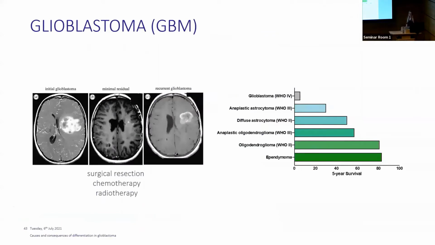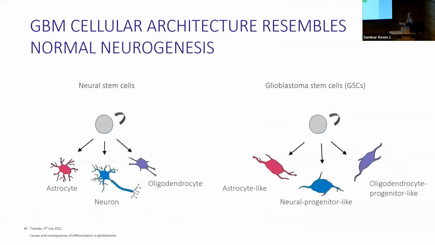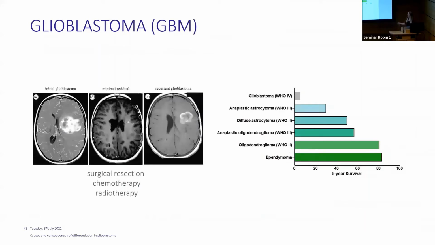Glioblastoma is the most common and aggressive primary brain tumour, and these tumours are incredibly resistant to therapeutic intervention. Despite surgical resection, chemotherapy and radiotherapy, tumours will inevitably come back. This leads to a really poor 5-year survival of around 5 to 10%. So it's important that we understand the mechanisms that underlie resistance.